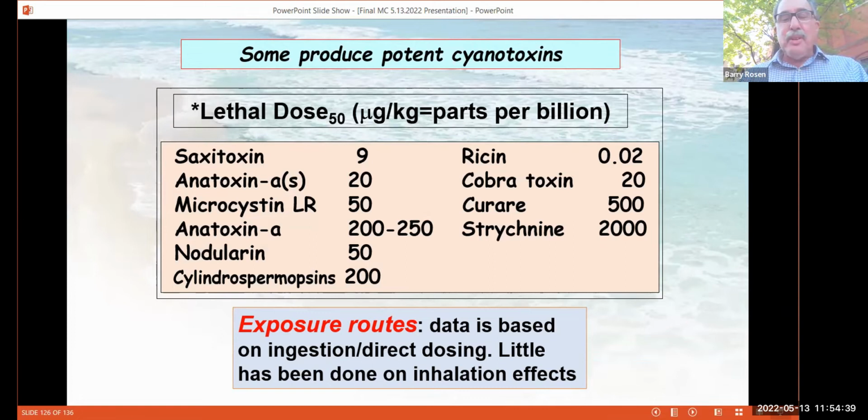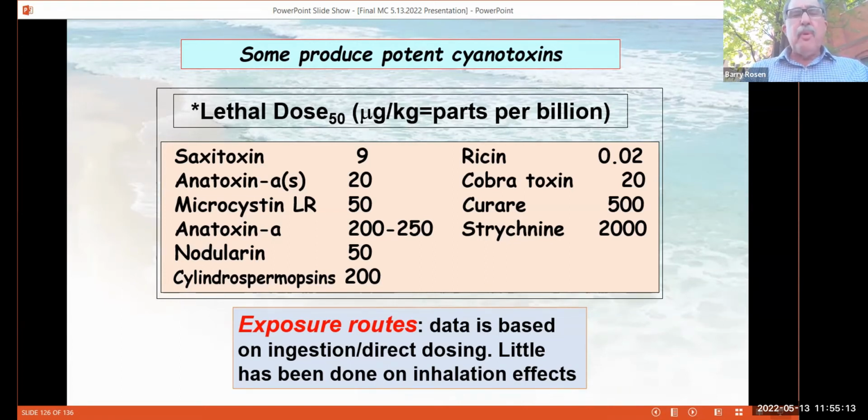So saxitoxin is a very, very potent toxin. 9 micrograms per kilogram of body weight is potent. You might hear of saxitoxin in the marine environment, very common. And we think evolutionarily, the saxitoxin probably originated with the cyanobacteria and migrated to the dinoflagellates. So ricin is a common, well-known toxin from castor beans. Okay, it's much more potent. But look at saxitoxin and anatoxin-a(S), it's now called guanitoxin, are as potent as cobratoxin.